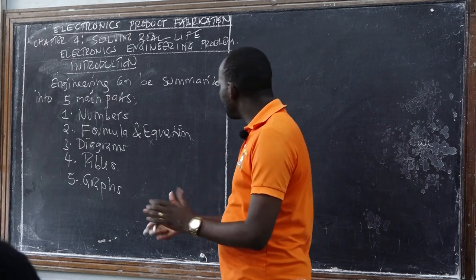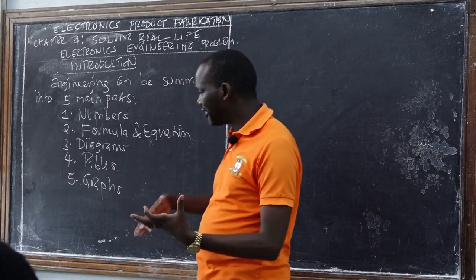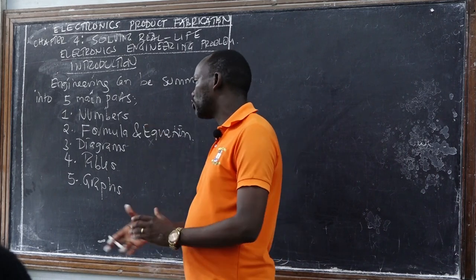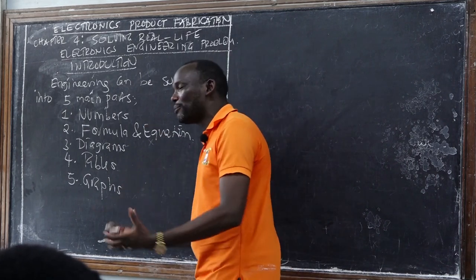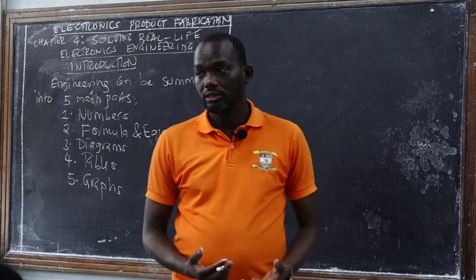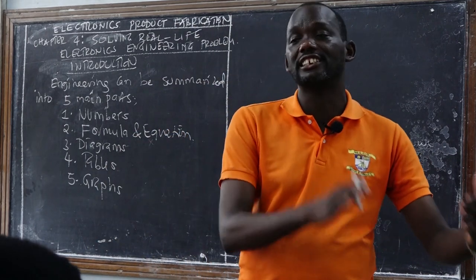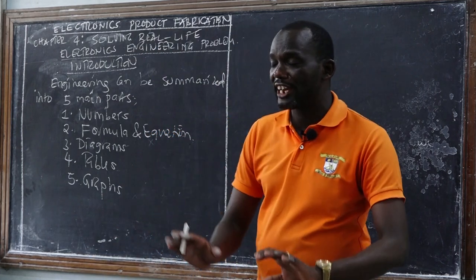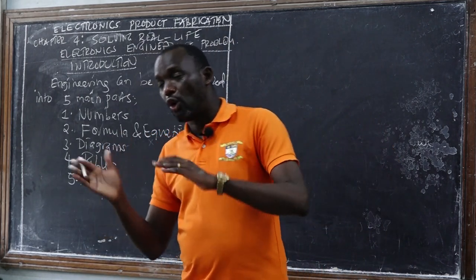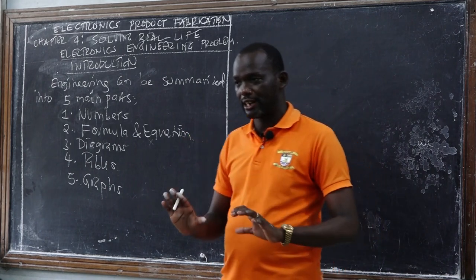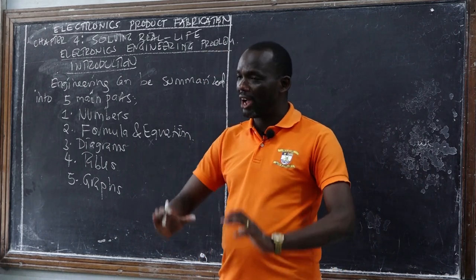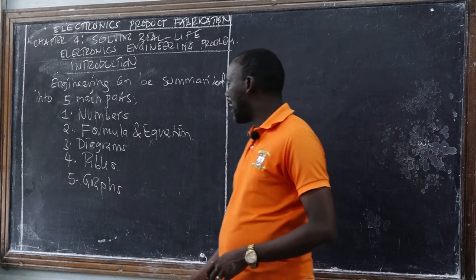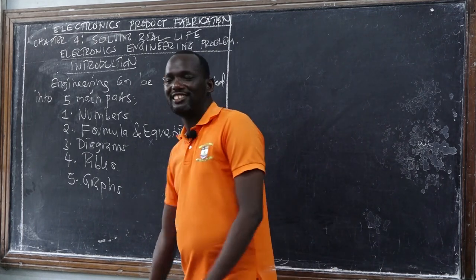When you say numbers, it means that we can have numbers and letters. When you say formulas and equations, this is the point where we see the applications of mathematics. When you say diagrams, every engineering field has its own diagrams, right? Whether it's computer engineering, it has its own way of drawing diagrams. Whether it's telecommunication engineering, we have our own ways of drawing diagrams. Another thing is tables, and another thing is graphs.